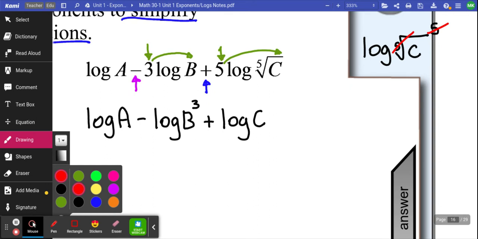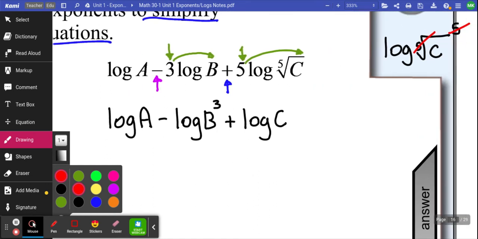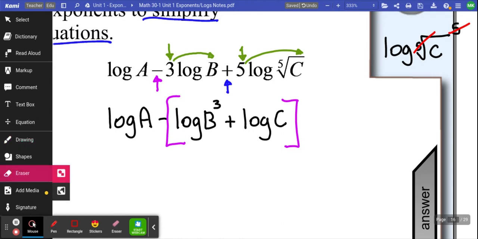Now I need to do my division and my multiplication log laws. If there were brackets here, I would obviously have to deal with the brackets first. What I mean by that is if you had brackets saying do these logs together first, then you'd have to do that. If there are no brackets, I just go left to right. So I'm just going to go log A minus log B to the power of 3.